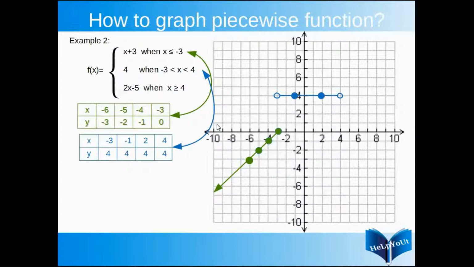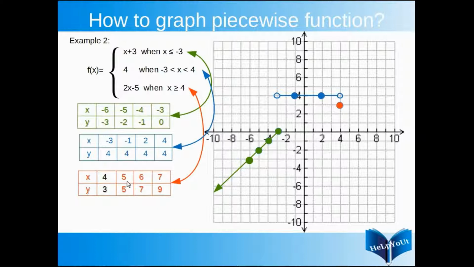Now I am going to draw the third function. For that, let's make a table. I have made this table here. Here see, x equals 4 is here. So at x equals 4, I got y equals 3. 2 times 4 is 8, minus 5 is 3. So 4, 3, let's plot it here. It is a closed circle. Notice here is the equal sign, so I have made a closed circle here.